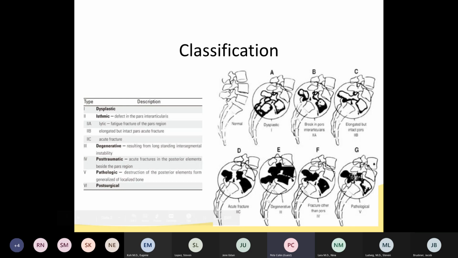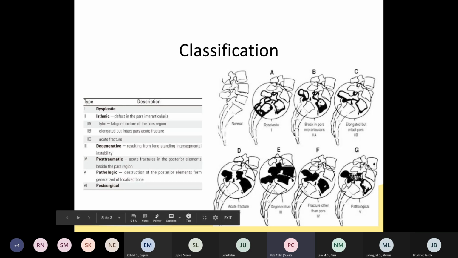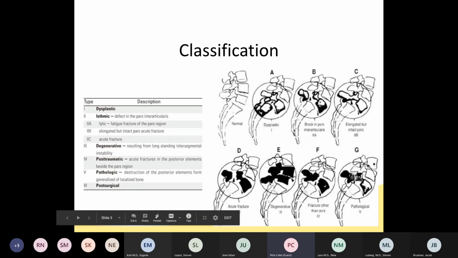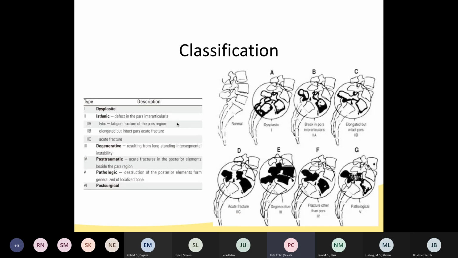You can also have fractures in other areas of the vertebral body, like the pedicles pictured here, which can result in a disruption of the ring and allow that anterior translation. You can also have tumors, which cause lytic changes and, again, can disrupt the ring and cause anterior translations. And then the last one, which we don't really need to talk about, is post-surgical, which would be an over-aggressive decompression leading to weakening of the pars, and then resulting in a spondylolisthesis. So like I said, today we'll talk about isthmic and degenerative types.